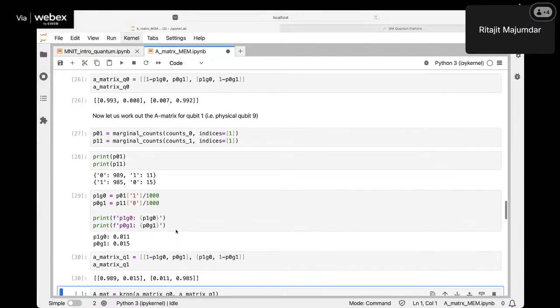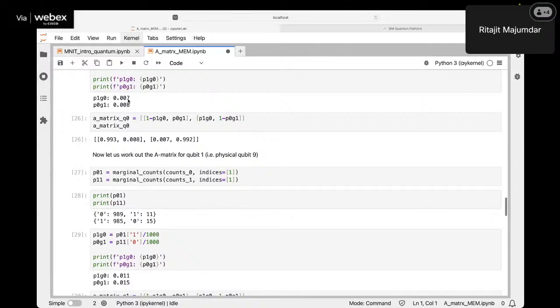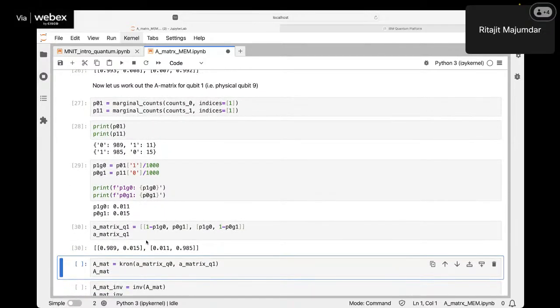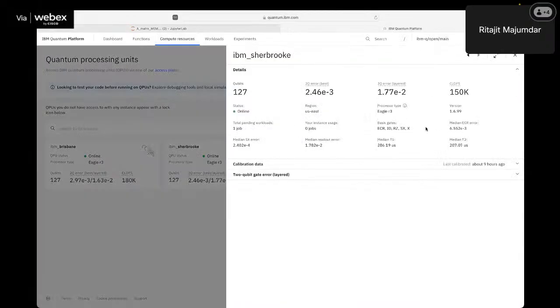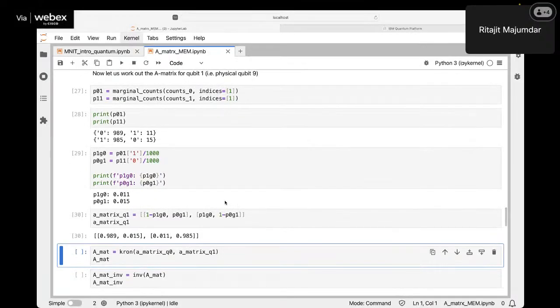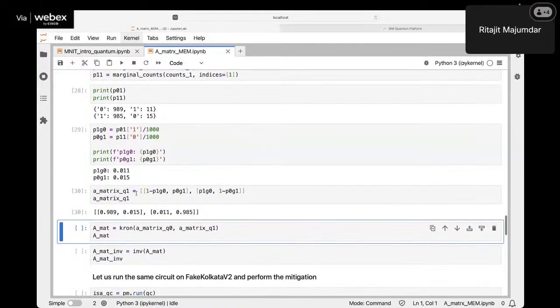Note here, previously I had said that I had given the same value of measurement error to both the qubits. That is not always true. So you can see here we had 0.007 and 0.008. Here we have 0.011 and 0.015. So this change can happen in the hardware. That is why this calibration is actually very important. You shouldn't say, okay, why not just use this median readout error information? Because that is kind of the median information. Your actual qubit information is this, right?